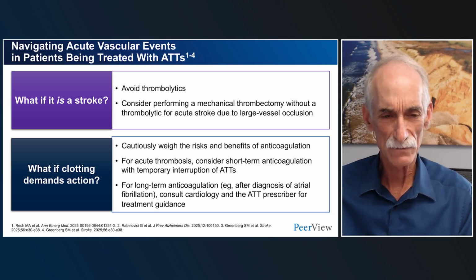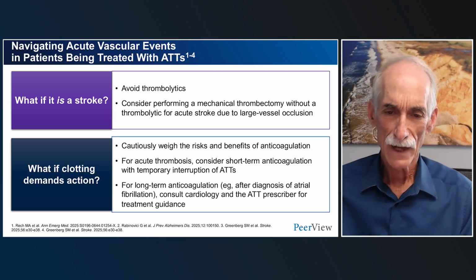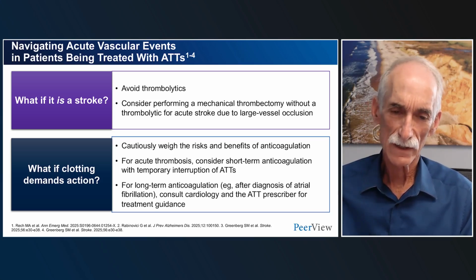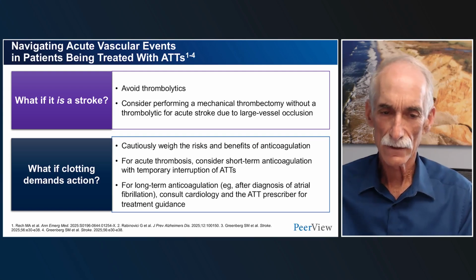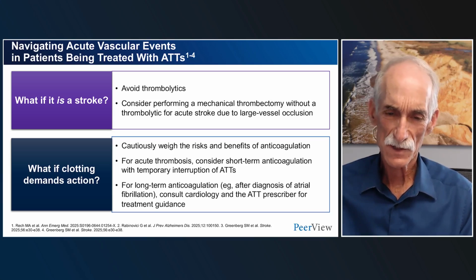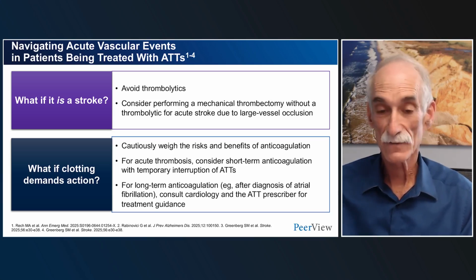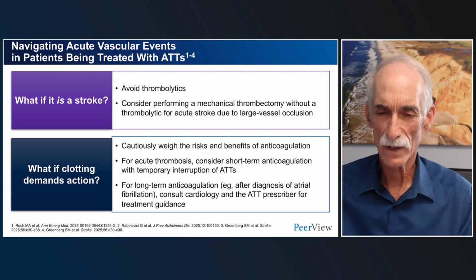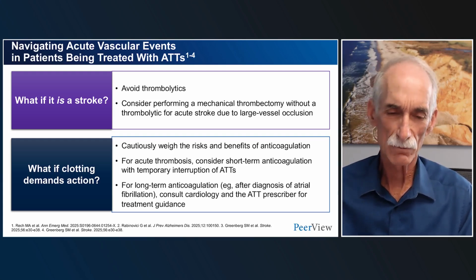relying on thrombolytic treatment. Now, if patients go on anticoagulation, again, the conservative recommendation at this point is to suspend the treatment with the amyloid-lowering drug and see if the patient can get off the anticoagulation. But while they're on it, we wouldn't be giving both together typically.